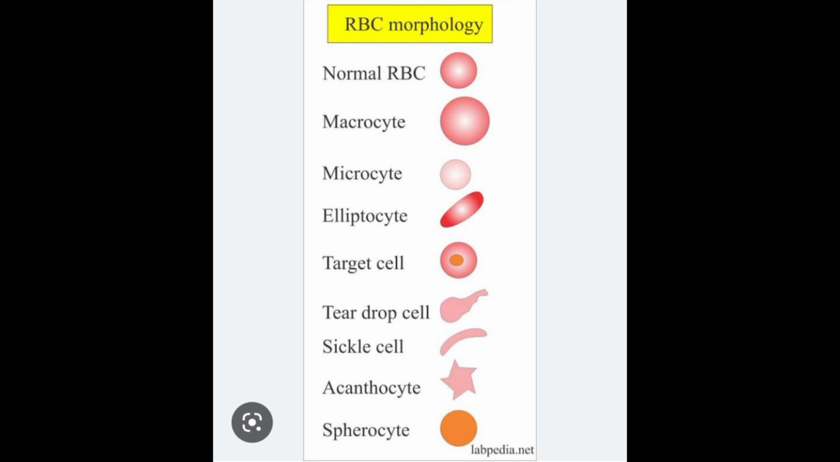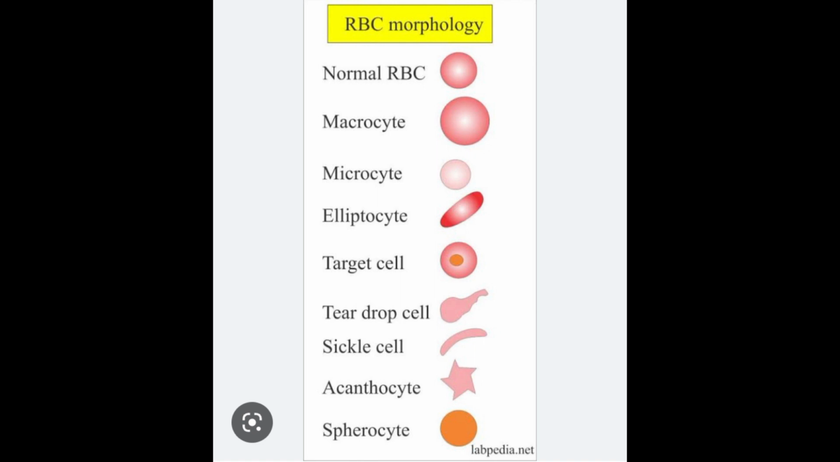Hypochromic RBCs have increased central pallor area. It is associated with iron deficiency that decreases hemoglobin. The presence of hypochromic RBC is called hypochromatism. The hyperchromic RBCs have decreased central pallor area. It is associated with increased iron concentration and hemoglobin concentration. This RBC shows more extensive staining than normal RBC. The presence of a hyperchromic RBC is known as hyperchromatism.